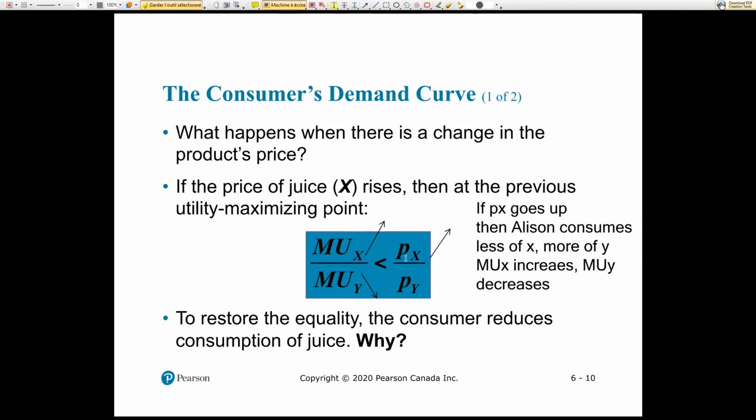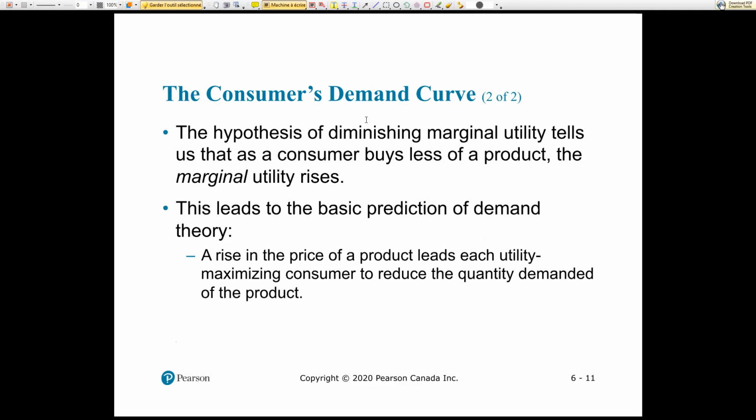If the price of X goes up, it means that it's more expensive for me to buy this, so it should be more precious in some ways. So since it's more precious, if I consume less of it, then yes, it's more costly for me to consume more of this good. Right.